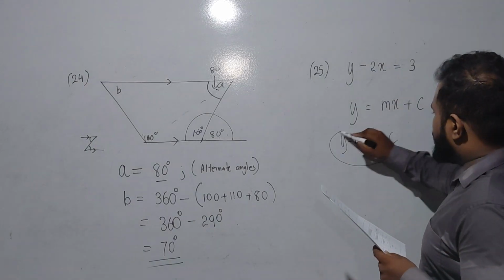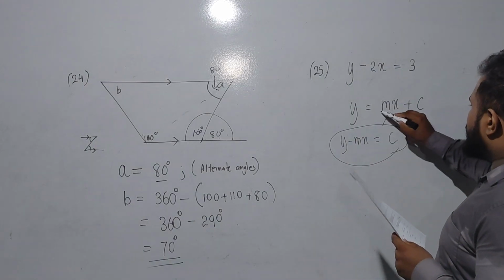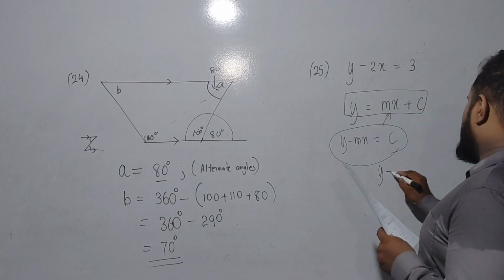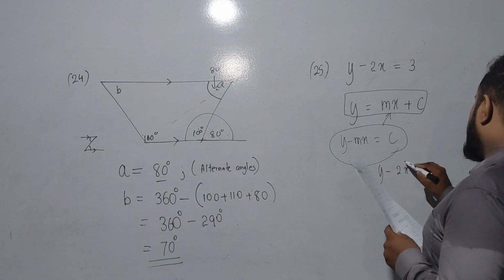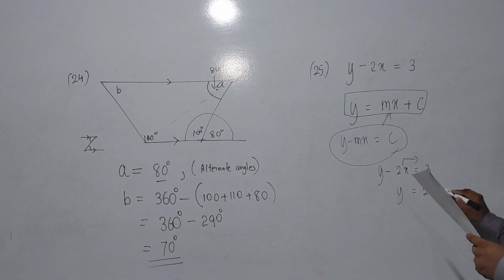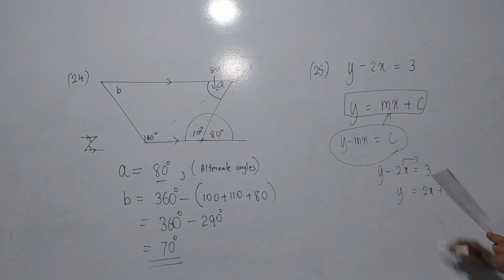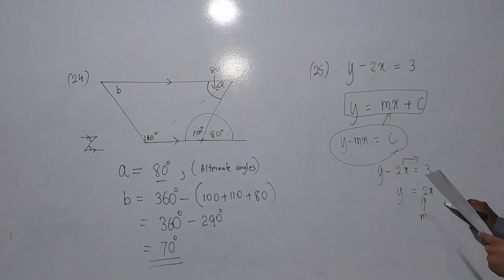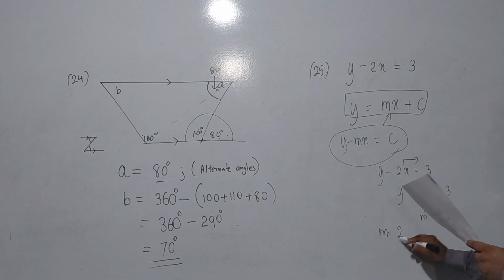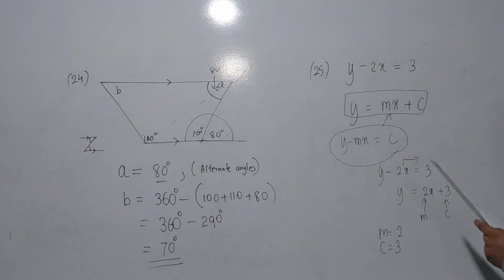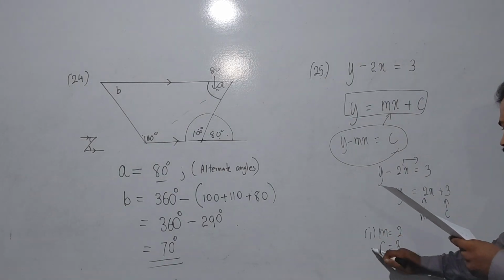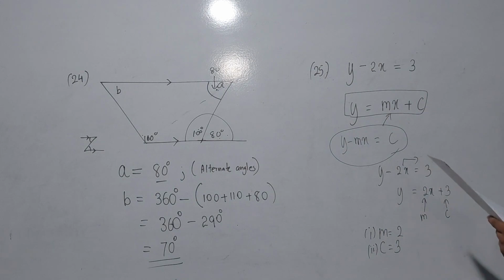So now we have to arrange this according to this method. So what we have to do? Y minus 2x equals 3. We are taking this 2x to the other side. Then it gives us y equals 2x plus 3. So what is the gradient value? This is m now, this is c now. So gradient is 2, intercept is 3. That is the answer. Gradient is 2, intercept is 3.